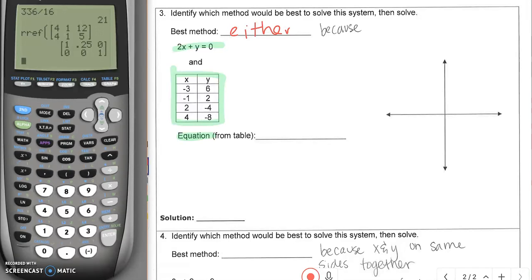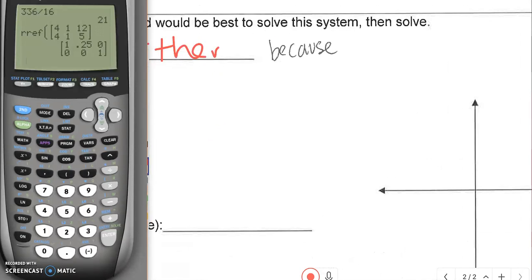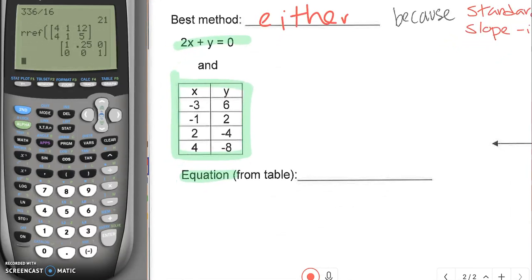So if I'm going to go for graphing, so this one's either because you have standard and slope-intercept. Okay, so my first way I'm going to go about it, I'm going to go about with graphing. So that means I've got to take and get y by itself with this first one. So I'd have to subtract 2x on both sides, which would get me to y equals negative 2x plus 0.